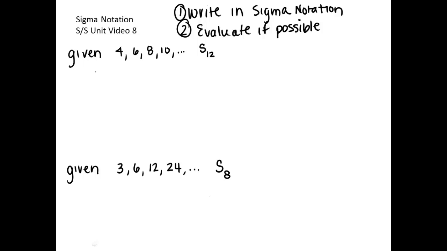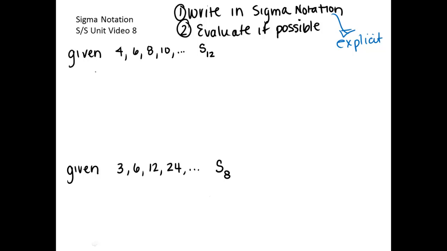Alright, so we have two steps that we're going to be taking here. We're going to be writing them in sigma notation. In order to do that, we need to write the explicit. So we're going to need to find the explicit. And in order to find the explicit, we have to determine what type of sequence we have here. So I'm given the sequence 4, 6, 8, 10, and I have to determine whether I'm writing an arithmetic explicit or a geometric explicit.